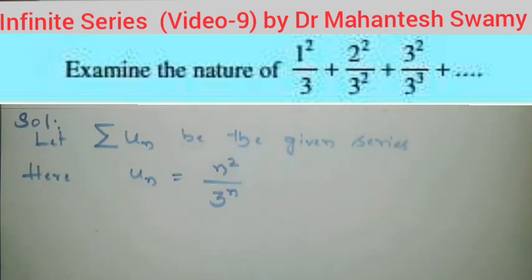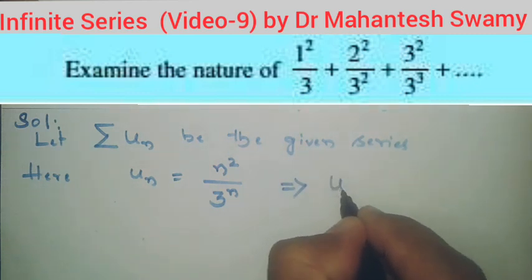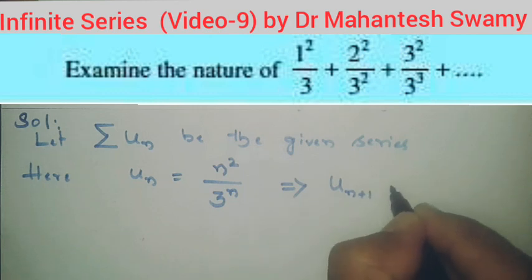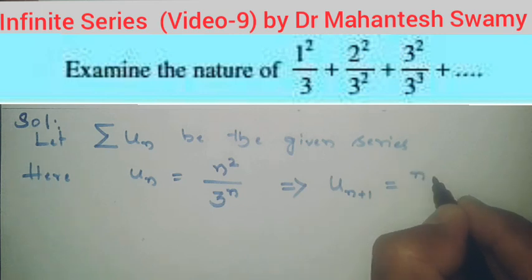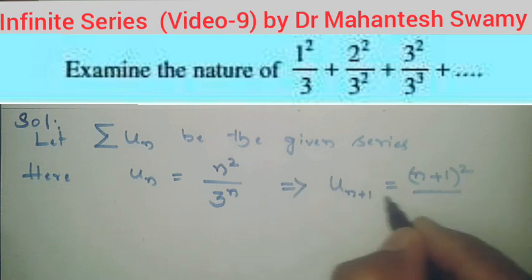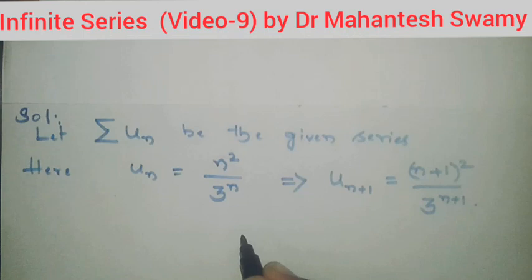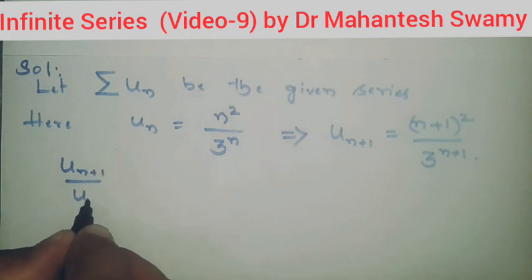Now after finding the nth term, we have to go for un plus 1. According to the so-called ratio test, we have to find out the n plus 1th term. So finding the n plus 1th term is very simple. Wherever n is there, replace that by n plus 1 and get the n plus 1th term, that is un plus 1. So it is 3 to the power n plus 1. Now what is the procedure of the ratio test? Consider un plus 1 divided by un.